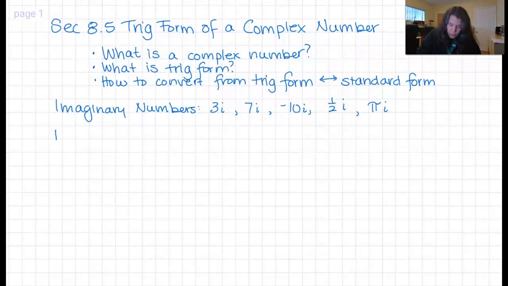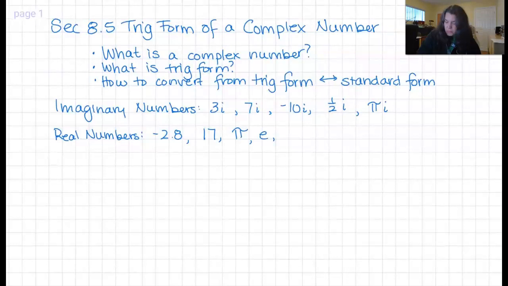And then real numbers are basically anything without an i in it. Anything that you can think of without an i, any kind of number. So negative 2.8, 17, pi, e, negative 20. Well, coming up with random numbers is hard. So anyway, those are all real numbers.